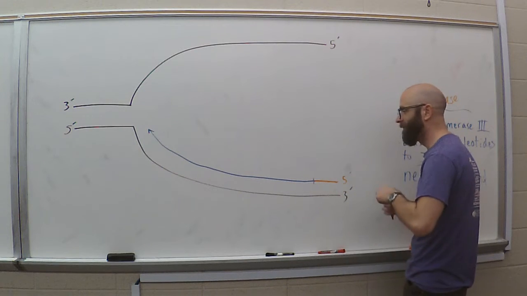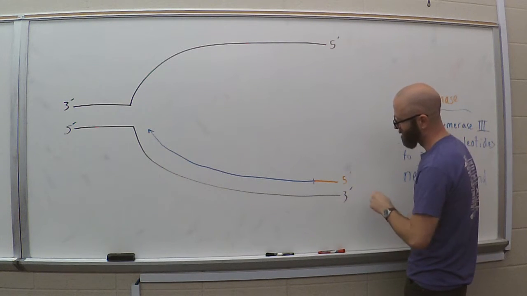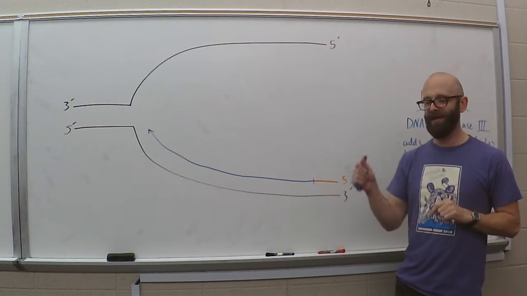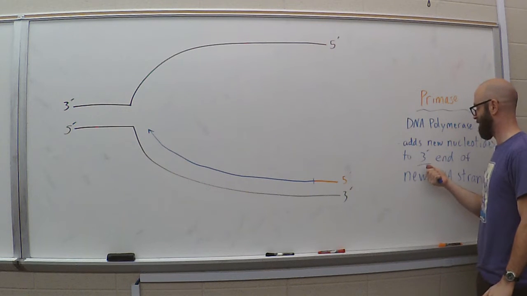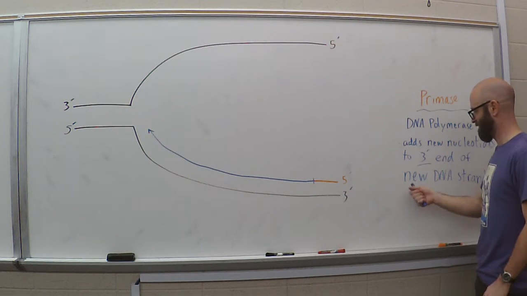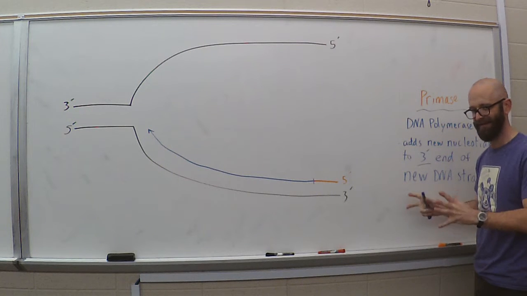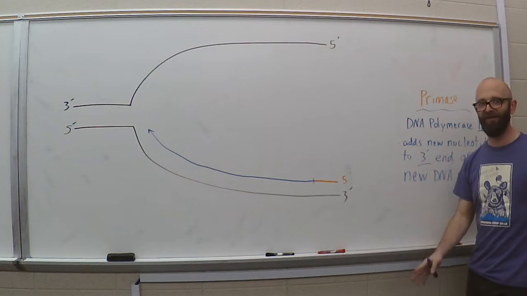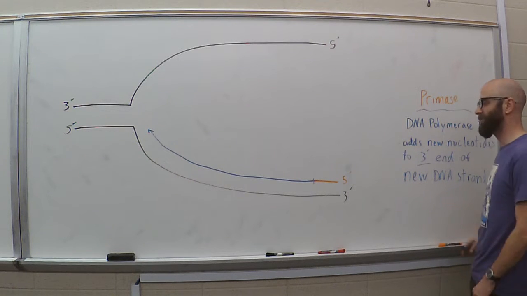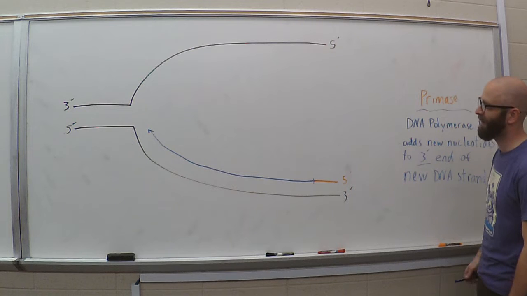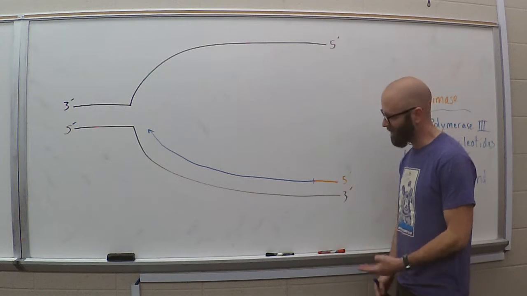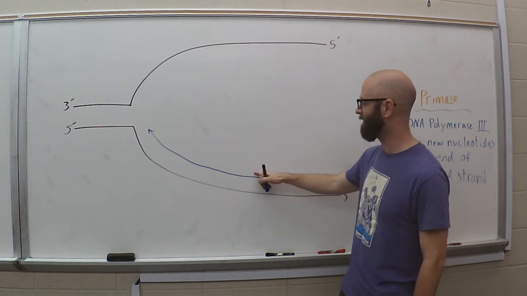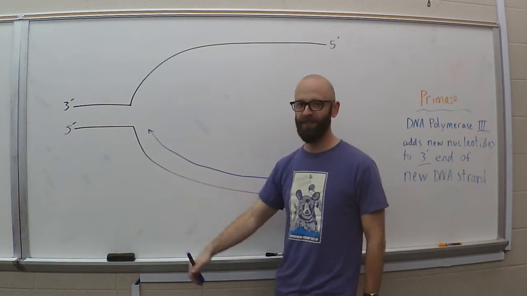And it works out pretty well because, you know, the 3' end, remember this, DNA polymerase 3 can only add to the 3' end of a new DNA strand. That's a big deal, all right? Sear that into your memory. DNA polymerase 3 can only add new nucleotides to the 3' end of a new DNA strand. And that works out okay for this strand right here because that extension can just go along in the same direction as the replication fork.